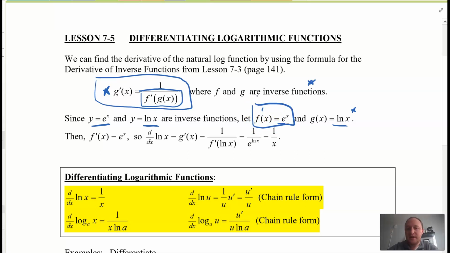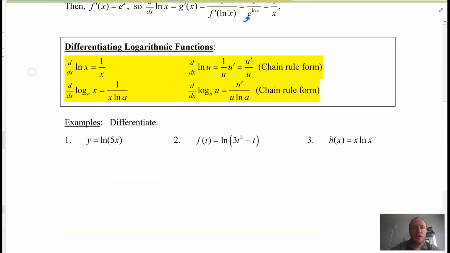So I can substitute in the derivative, right? So e to the power of x, and our input is the natural log of x. So we have 1 over e to the natural log of x. Well, e and natural logs, those are inverses. They can reduce, and we get the derivative of the natural log of x, which is 1 over x. So that is kind of the proof and how the derivative is developed. And here is the main formula that we're going to be utilizing.